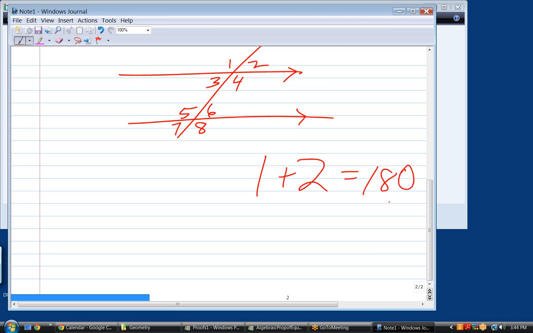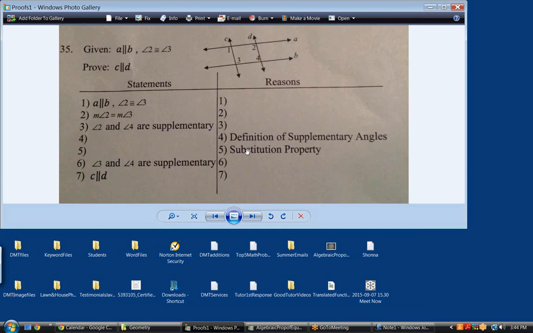I don't even know what the exact theorem is. It's not important. But that's what would go there for a reason, whichever theorem states that 2 and 4 are supplementary. Not number 4, though. Number 4 is not the correct reason for number 3. However, what should the statement be for number 4? Definition of supplementary angles. What goes right? Angle 2 and angle 4 equal 180. You got it. Perfect. Angle 2 plus angle 4 equals 180.